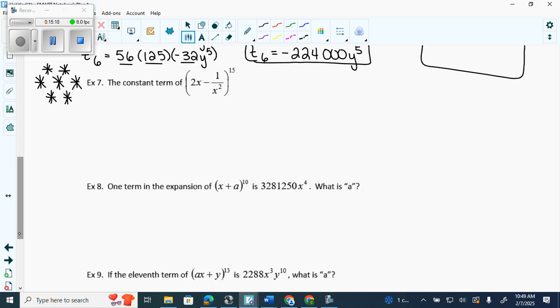So I want the constant term in this question. If I want the constant term, I want x to some number, and x to the same number with a minus, and then I'll get x to the 0, and then I'll get a constant term, ultimately, right? So let's look at this one.